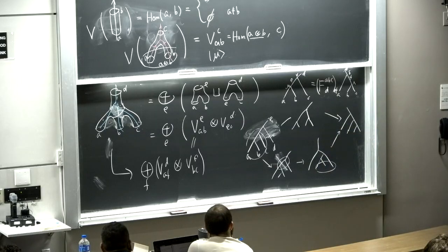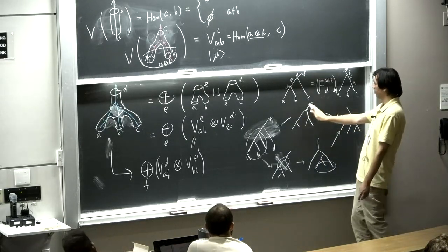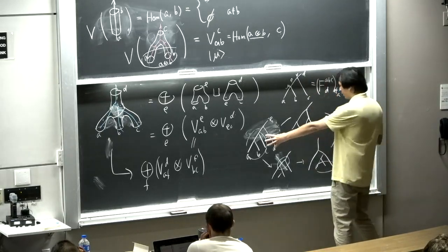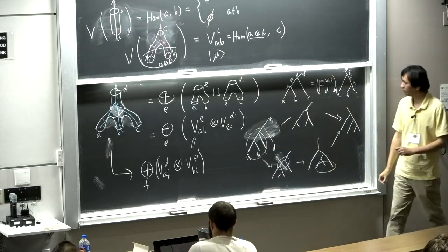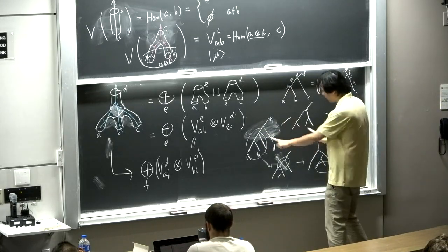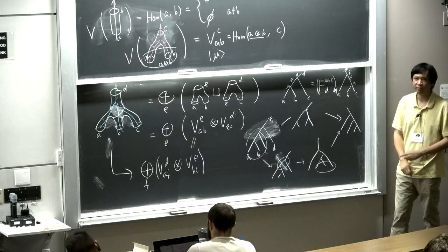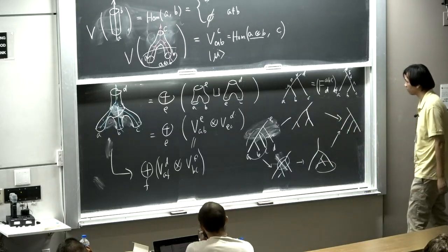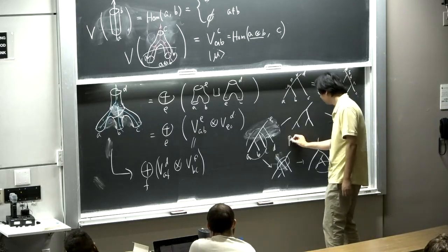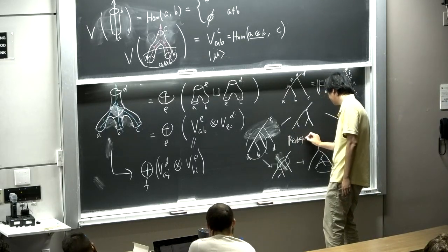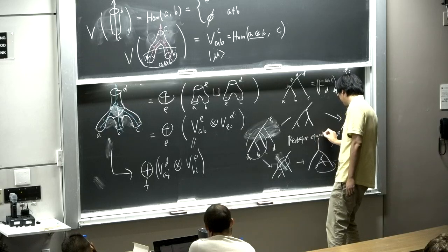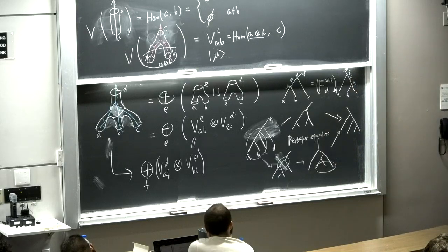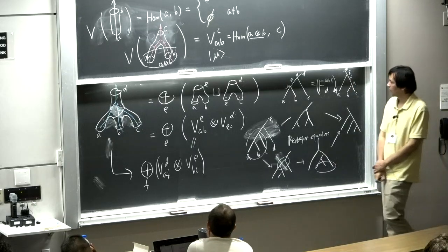These are two different sequences of F moves, changing of bases, starting and ending at the same cutting of the manifold. And they should give you exactly the same result. And this is the pentagon equation. Again, you probably have seen this before in Yifan's discussion of 2D CFTs.